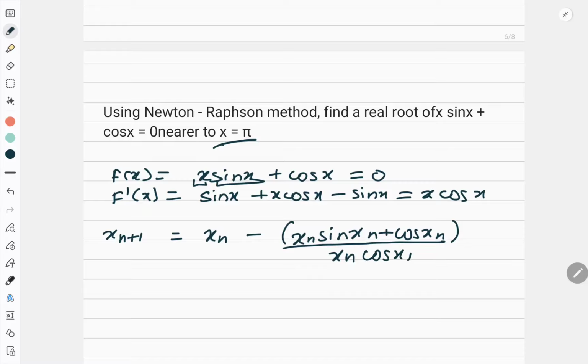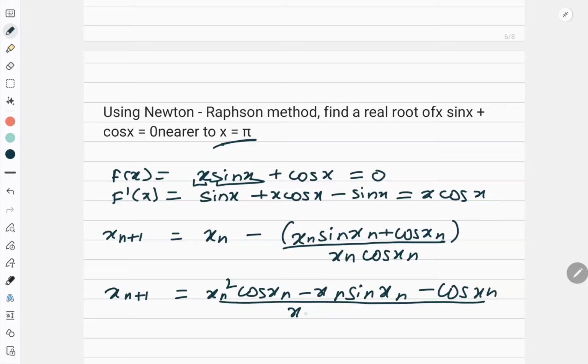Xn cos xn. Do the cross multiplication. Xn plus 1 is equal to xn square cos xn minus xn sin xn minus cos xn upon xn cos xn. Correct? Now, this is an iterative formula. If you want, you can directly use this as an iterative formula, no issues. I prefer to take LCM and solve. You can do it directly also.